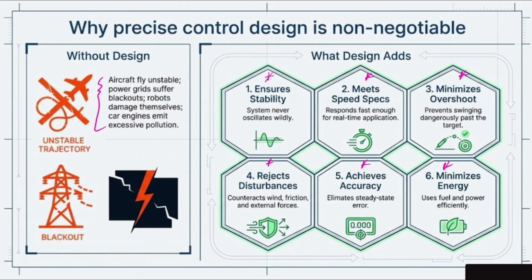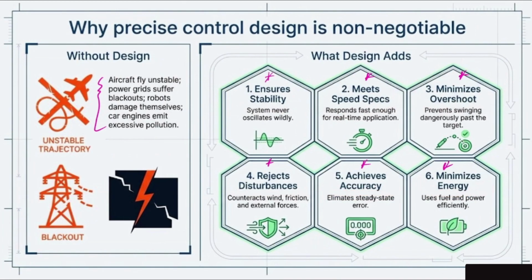So why do we need this design? Why do we need this C(s)? Because we have to make sure that we have stability. We have to make sure that we have enough speed. We have to make sure that we have minimized overshoot. We have to reject the disturbances, we have to achieve accuracy, and finally we have to minimize the amount of energy that we use.